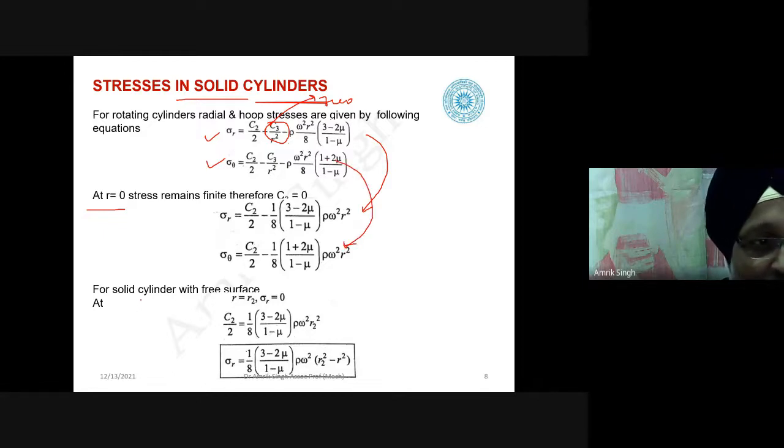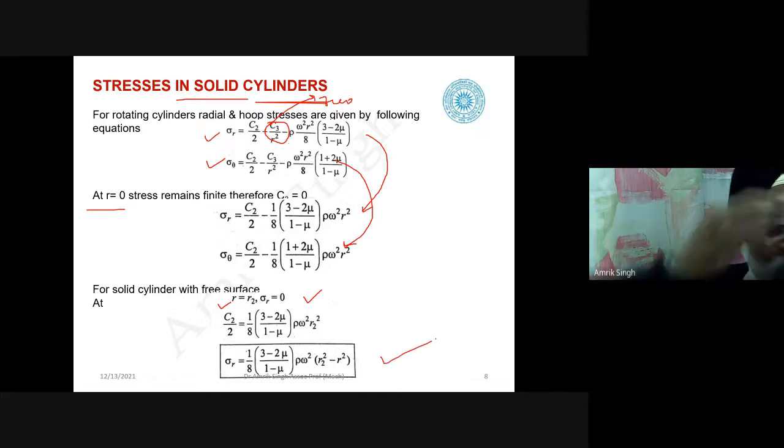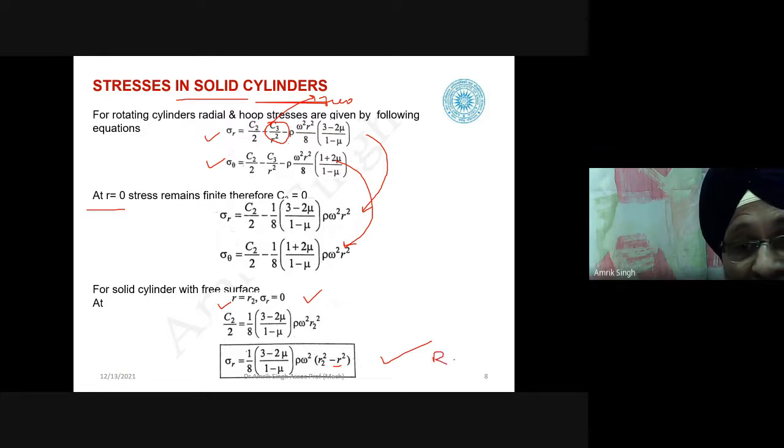So for the solid cylinder with the free surface, at R is equal to R2, sigma R is 0. So you can put here R is equal to R2, sigma R is 0. So you will get the value of C2. So now from here you put the value of C2 here. So we will get the final equation of the radial stress in the case of the cylinder, which varies with R. So R is the distance from the center. So this is an important equation for the radial stress.